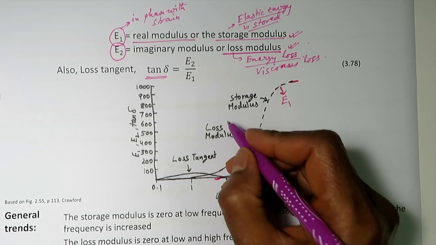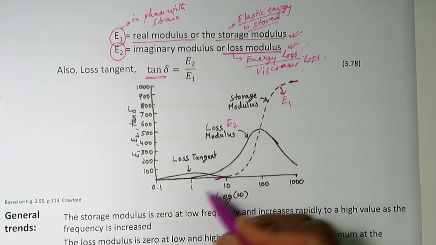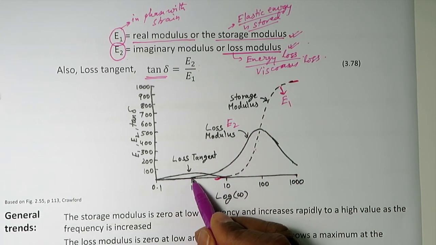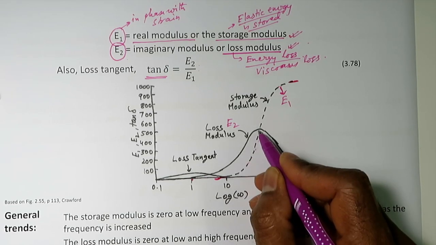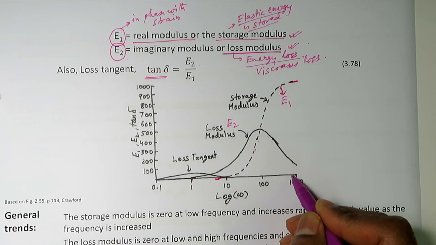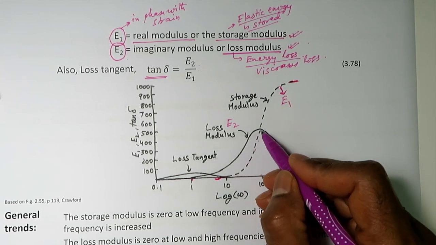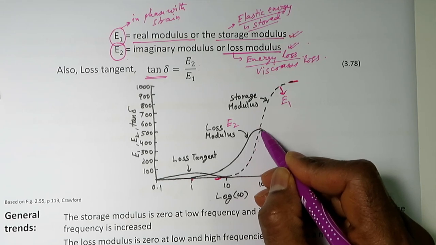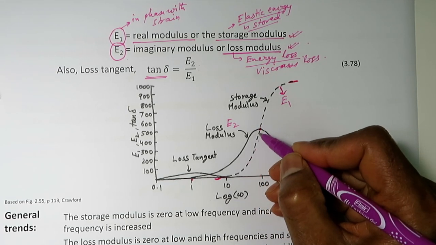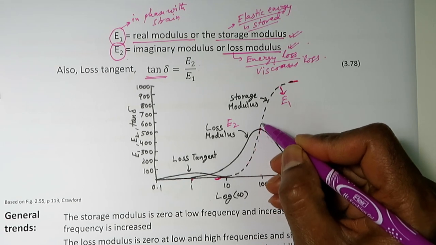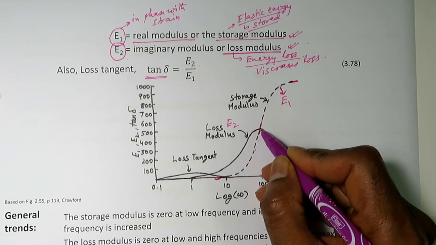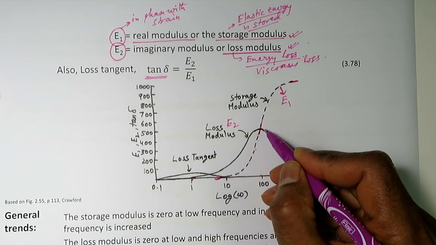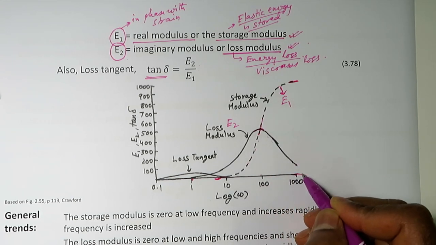Now if you look at the loss modulus, or E2, loss modulus changes from a very low value at lower frequency to maximum at a medium frequency, and then the loss modulus again drops down at very high frequency. The loss modulus is maximum when the storage modulus is increasing at the fastest rate. So when the storage modulus is increasing, we see the loss modulus has got the maximum value, and it will go down as we increase the frequency.